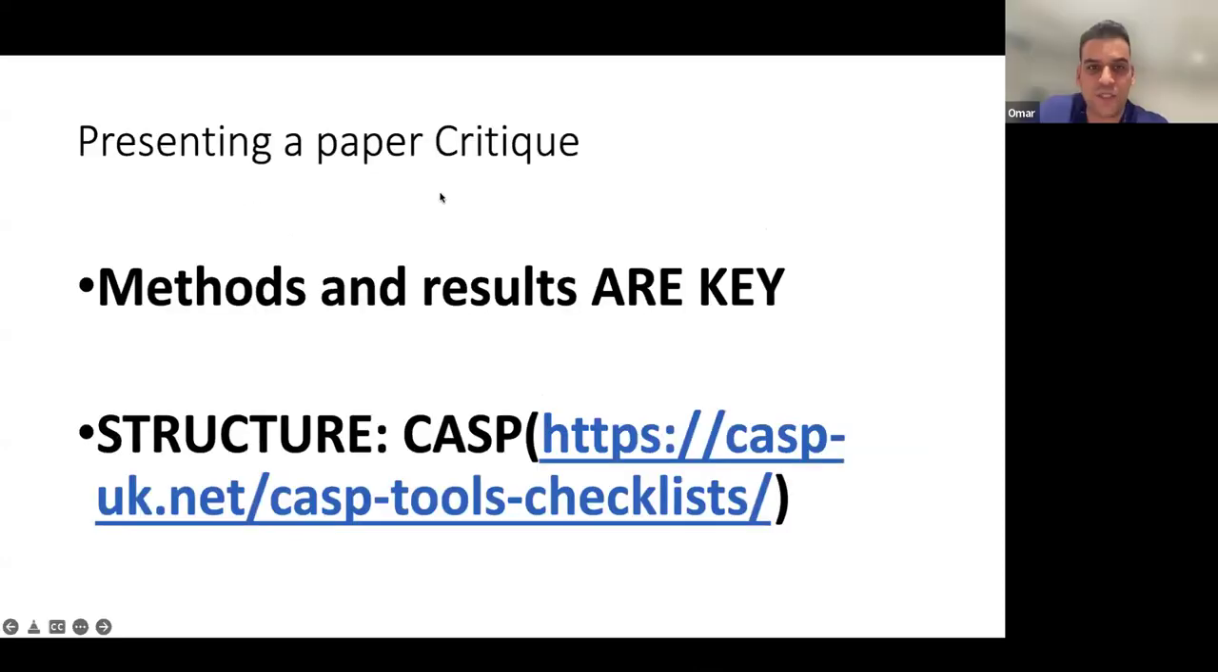So, going on to presenting a paper critique. Methods and results are the key to everything. Ignore the introduction, ignore the conclusion. If you're given an abstract, the first thing you do is look at the methods and the results. That's it. Methods and results is everything. And obviously this is not for the FRCS, but this is a really good tool to look at the structure and the checklists of how you should critique a paper.